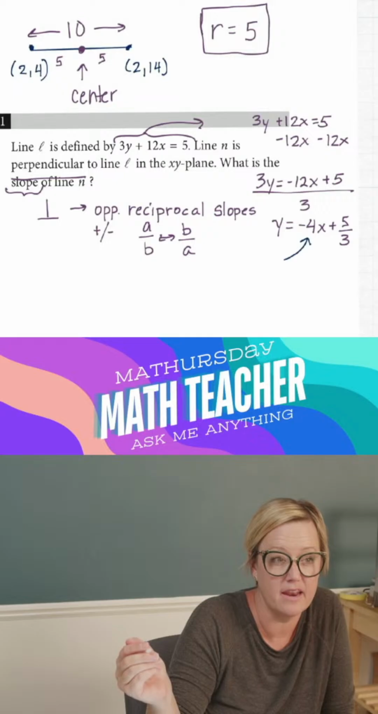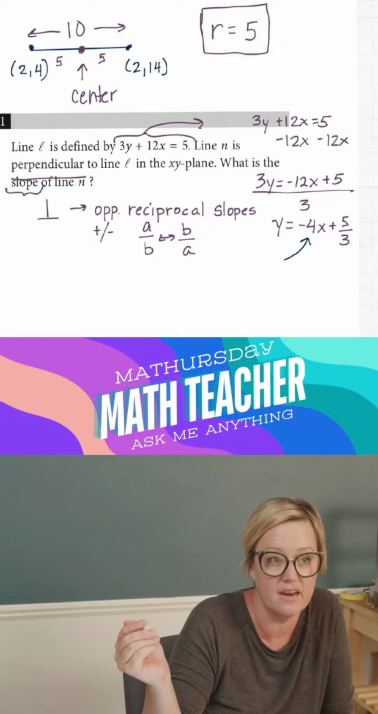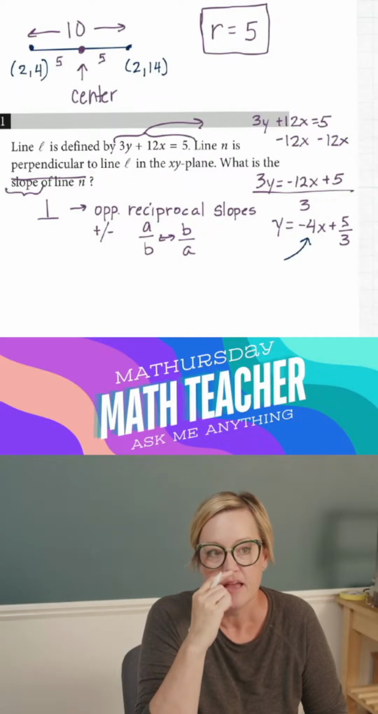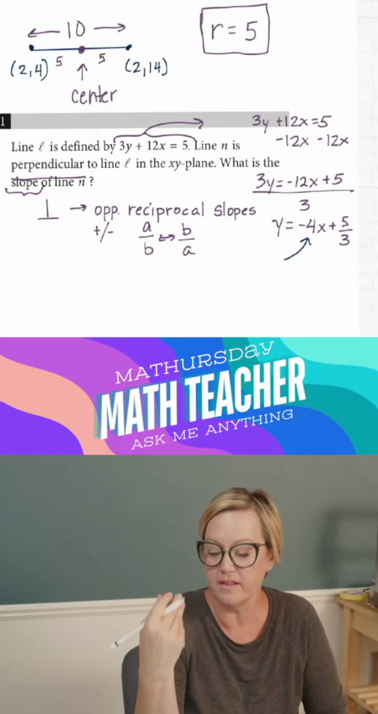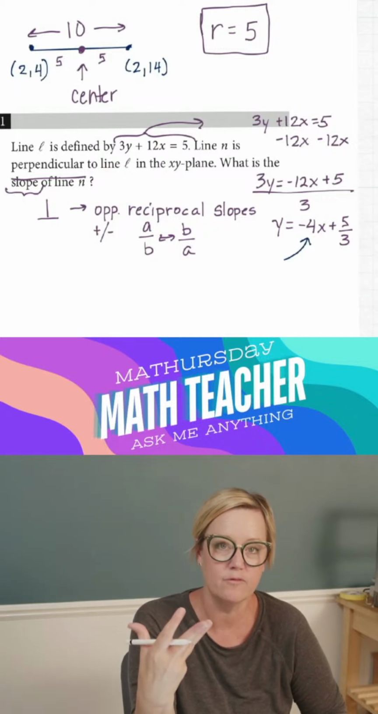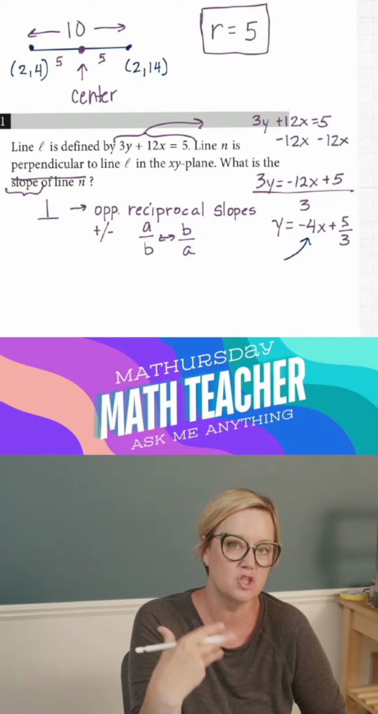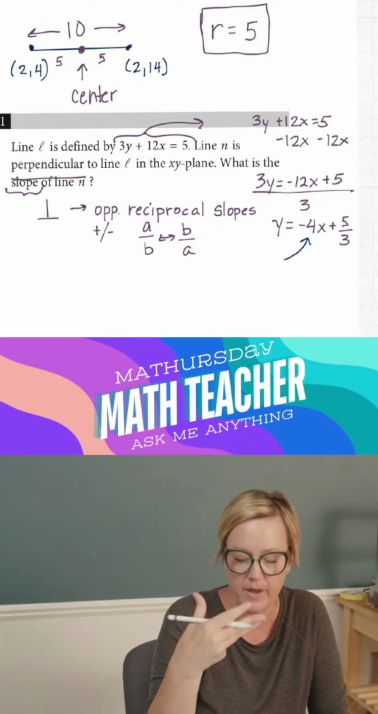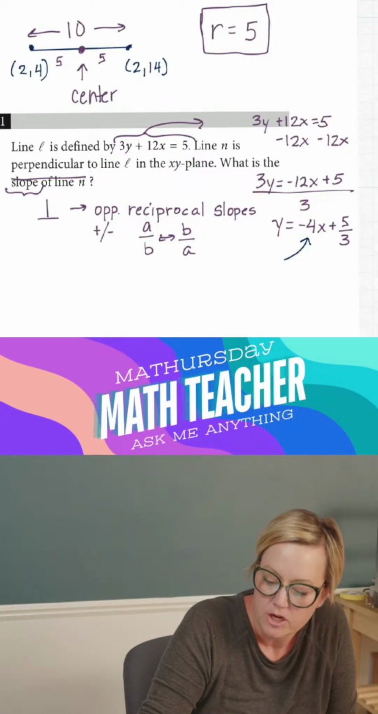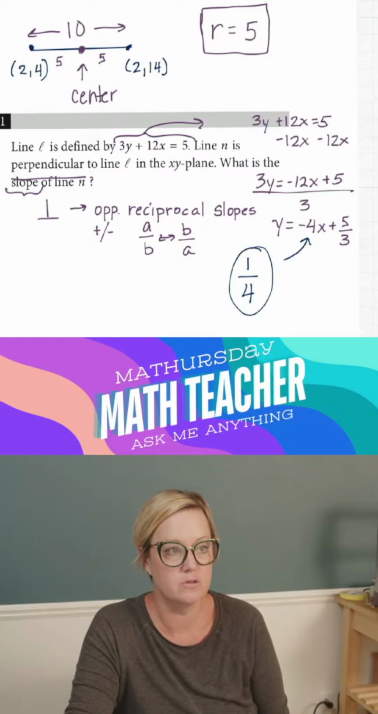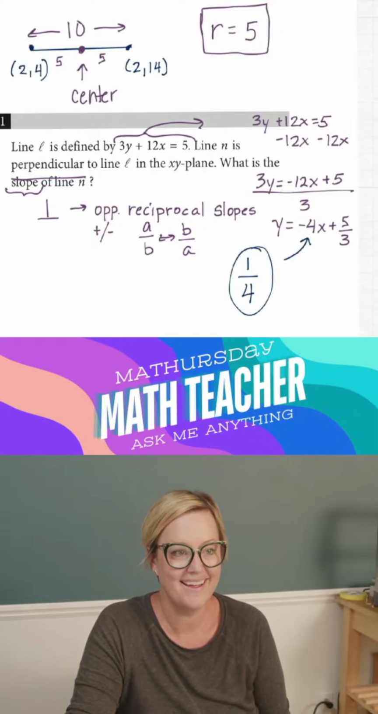Negative reciprocal of a negative becomes positive anyway, so I teach it as negative reciprocal. What I have found, though, H, is that saying opposite reciprocal, at least for my students in my experience, has been a little bit easier, because if you say negative reciprocal, a lot of times students just assume that it's always going to be a negative slope. But either way works. So my opposite and reciprocal slope would be 1/4. Ta-da!